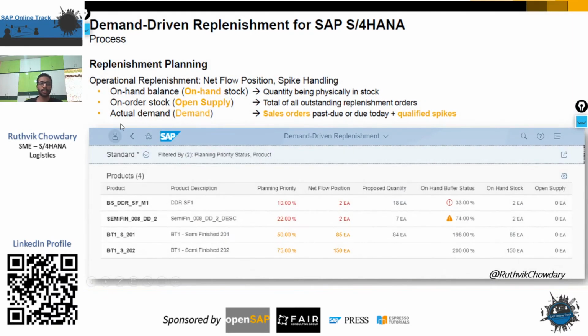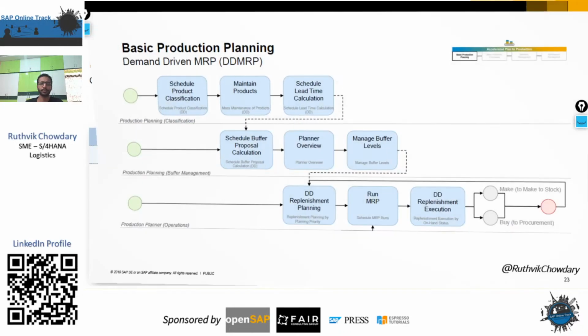And as I said, if you have open orders, demand or on-hand stock, then based on that the replenishment proposals will come. For the make scenario, planned orders will be proposed, and for the buy scenario, purchase requisitions or purchase orders will be proposed. Like that the system will work.